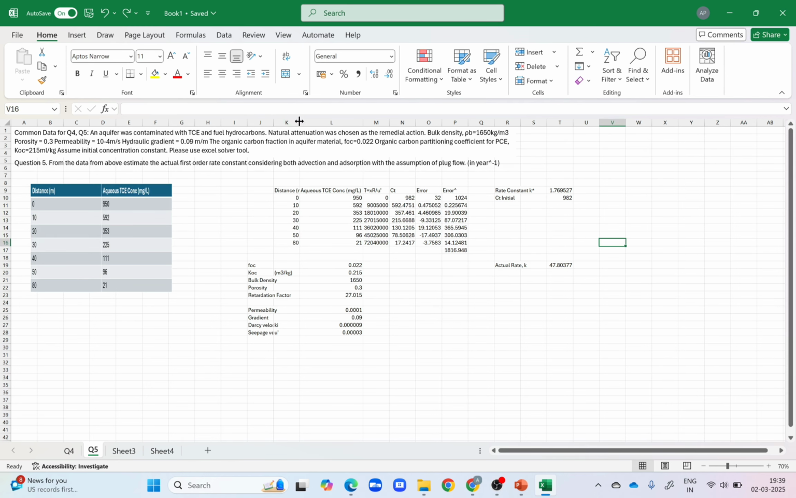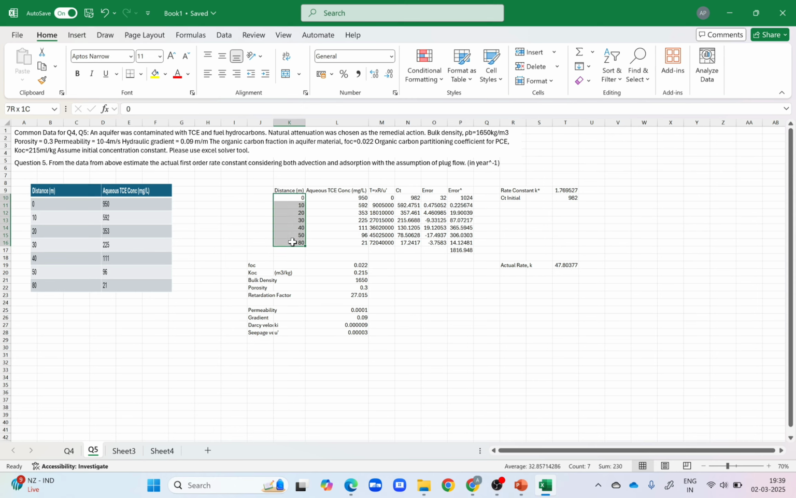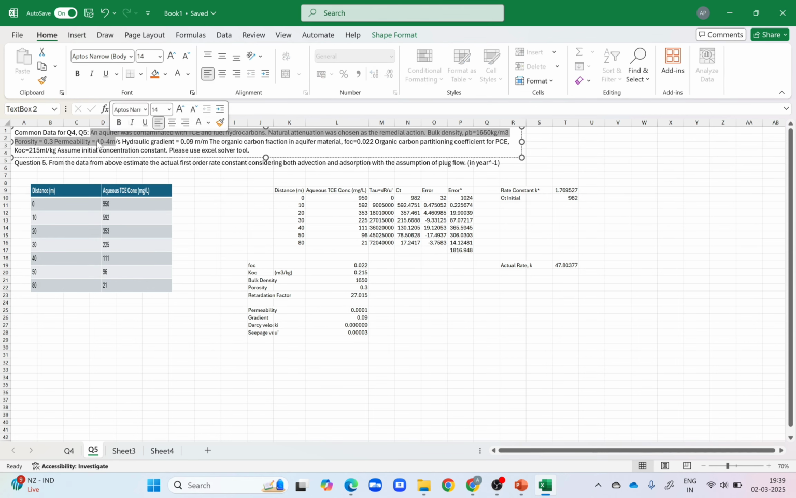What I have done is I have written the distance and the corresponding aqueous concentration. Tau is given as x R by u dash, where x is the distance, R is the retardation factor, and u dash is the seepage velocity. From the question we can find out the retardation factor, which we found in the previous question also. In the question the permeability is given, it is 0.9 times 10 raised to power minus 4. So this is the permeability.